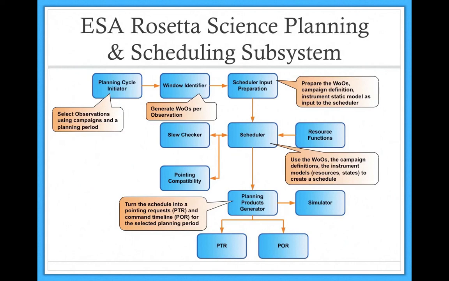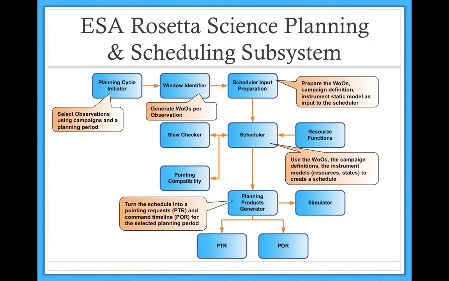This is a simplified view of the Rosetta Science Planning and Scheduling subsystem. All the components in this diagram make use of a database which has been populated previously by users through a web tool. Other external interactions are not shown, as the focus is on the planning process. At the top, the planning cycle is initiated by providing a planning period with a start and an end time.